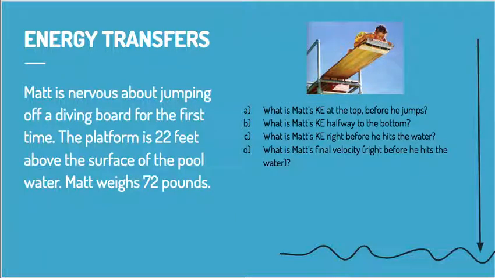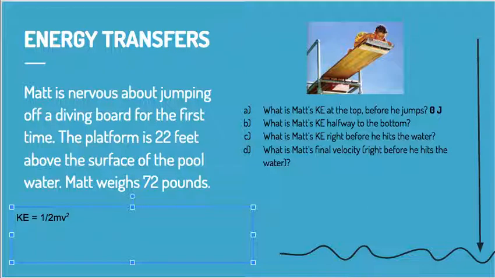What is Matt's kinetic energy at the top before he jumps? At the very top, if he's not moving, there's no velocity. So there is no kinetic energy. And let's rewrite our kinetic energy equation: 1/2 mass times velocity squared.